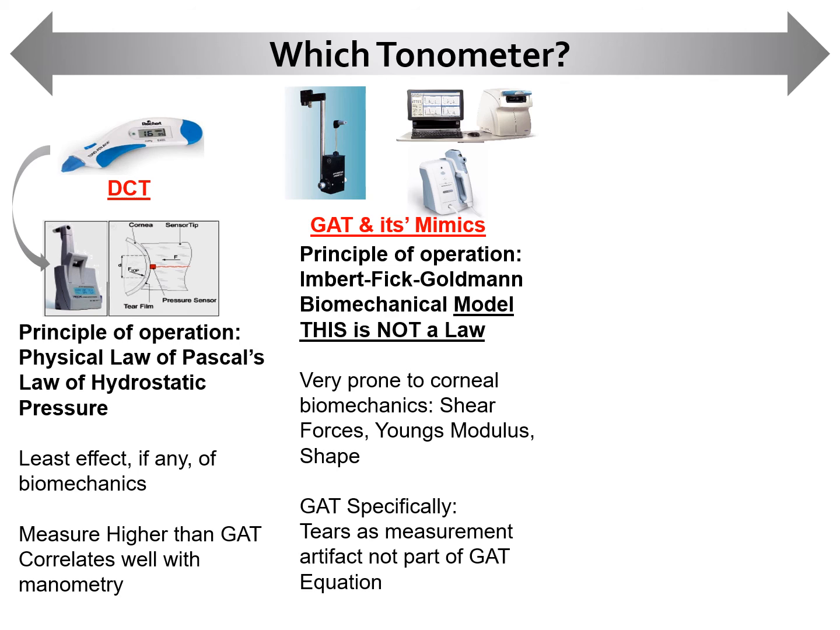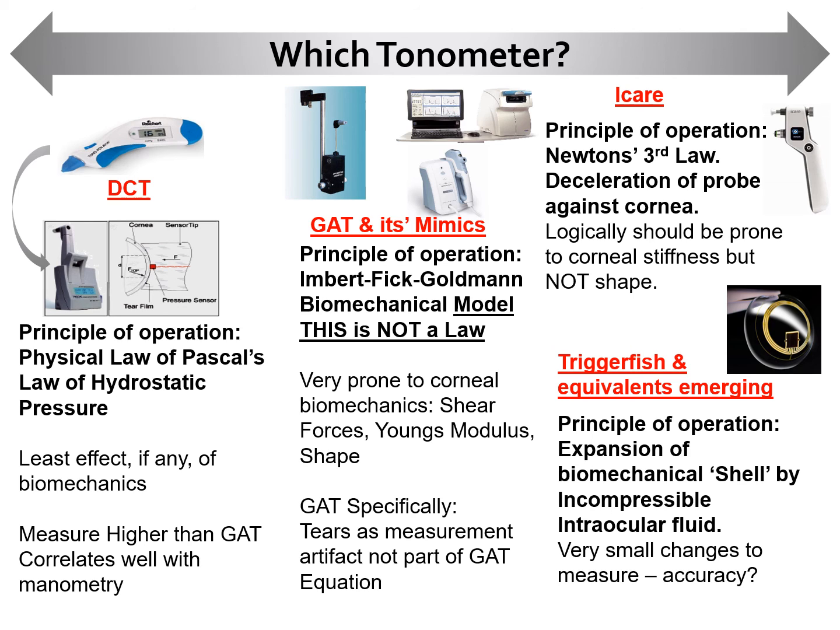You cannot open up a physics book and find a law on Imbert-Fick because it doesn't actually exist. It is an extremely simple biomechanical model, and certainly for 1885 and 1888 it was a very good starting point. But it is certainly extremely prone to corneal biomechanics, shear forces, Young's modulus and shape, and GAT specifically. The tears create an artifact that is really not part of the GAT equation. The tear error when they're too thick or too thin is really, really high.